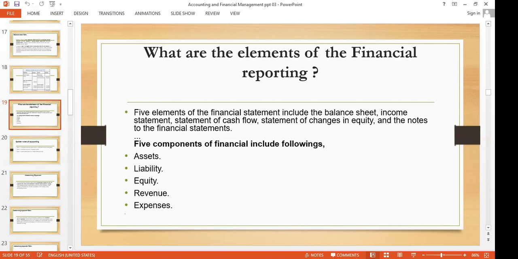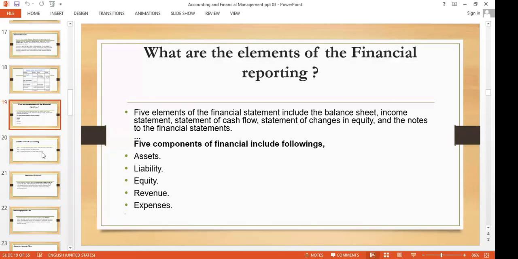Okay. What are the elements of the financial reporting? We have 5 elements. These elements we use to prepare financial statements: assets, liability, equity, revenues, and expenses. These are the elements of the financial reporting. The 5 elements of the financial statement include the balance sheet, income statement, statement of cash flow, statement of changes in equity, and the notes to the financial statement. The 5 components of financial reporting include the following: assets, liabilities, equity, revenues, and expenses.